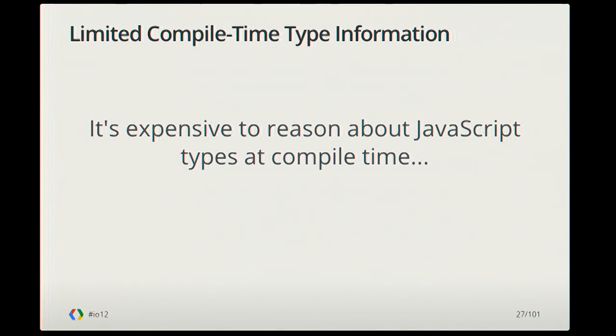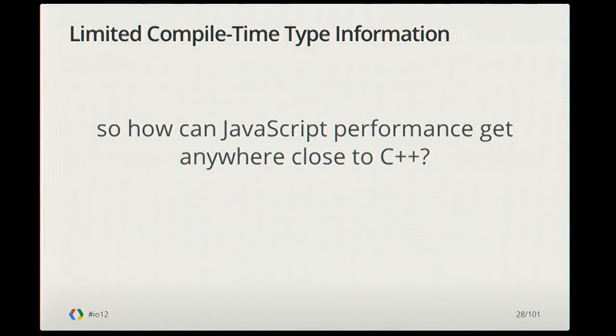Every cycle that you spend compiling a JavaScript script before you execute it is a cycle longer that it takes to actually get to doing the work. So we have to find a way to get executing code as fast as possible. And it makes it difficult to do expensive reasoning about types at compilation time. And that makes it extremely difficult to get close to the performance of C++.